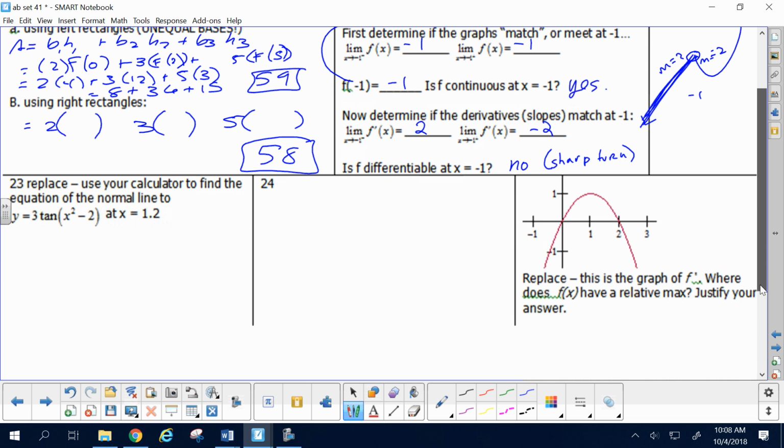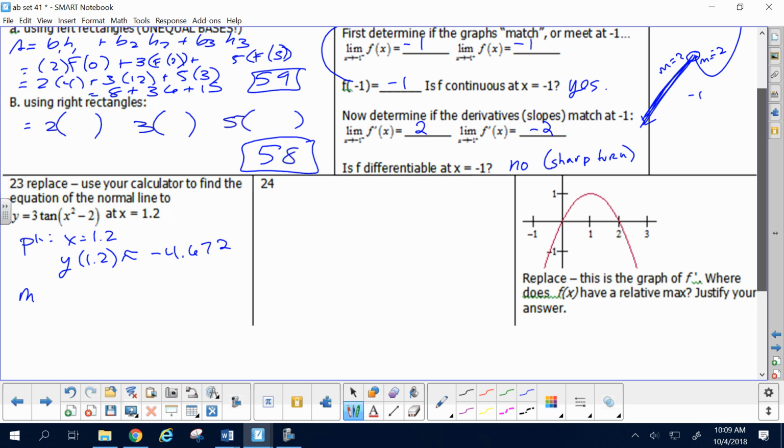Alrighty. Use your calculator to find the equation of the normal line to this. So if I were to first find the point on the curve when x is 1.2, y at 1.2 is roughly the tangent of 1.2 squared minus 2. I'm getting negative 4.672. How about you?